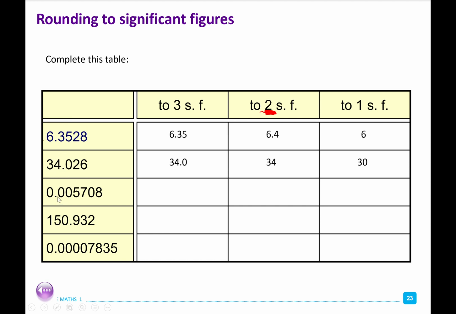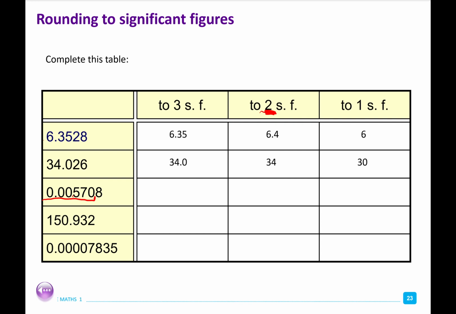We have 0.005708. We want to round this to 3 significant figures. This means we keep the 3 largest values. We don't include the zeros, so our 3 largest values are 7, 5, and 0.